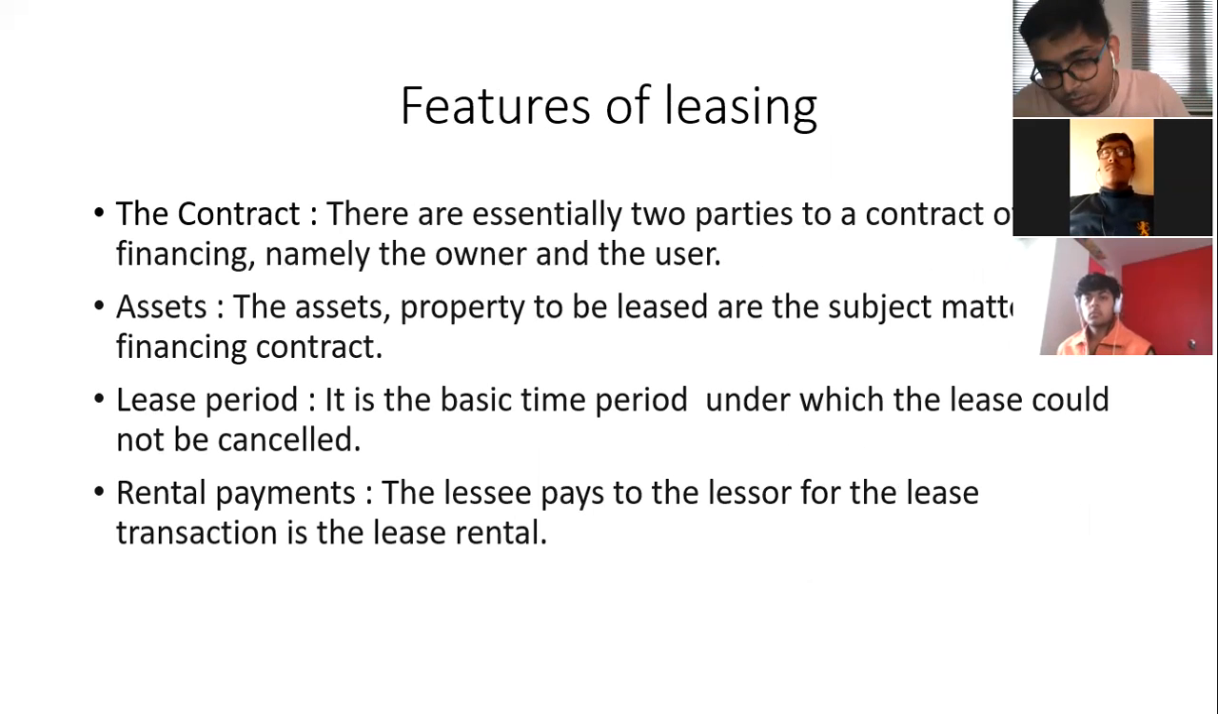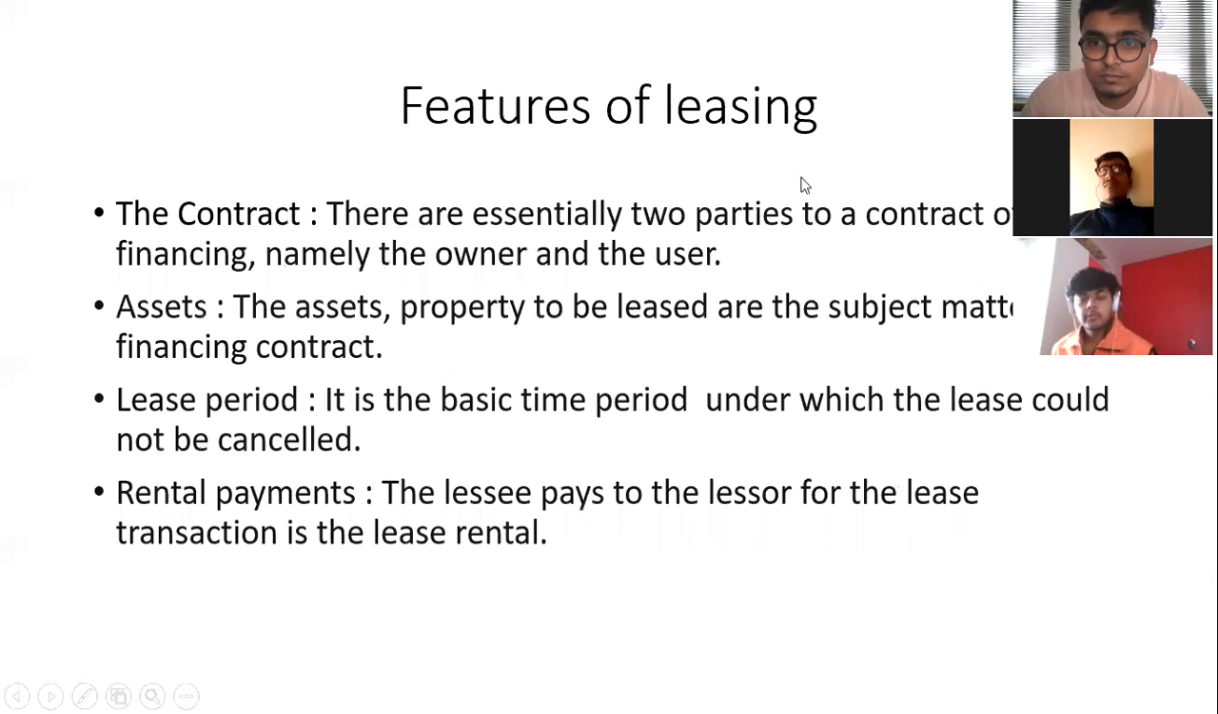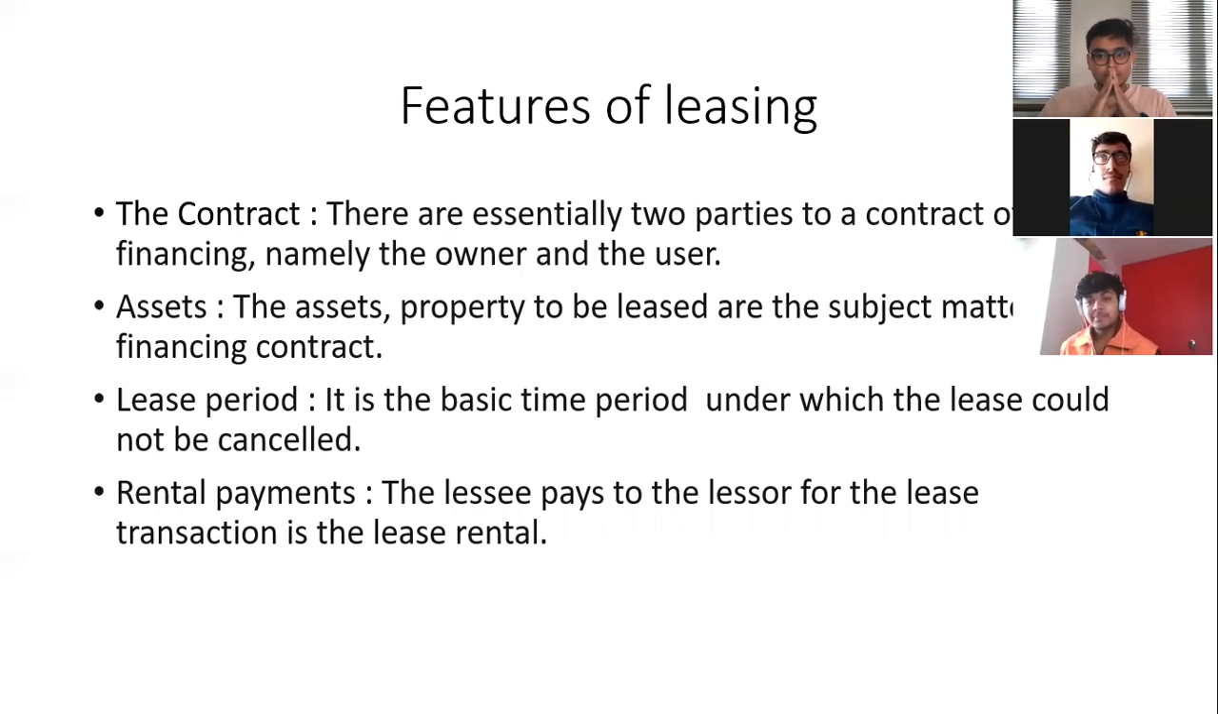Now Animesh will go forward with the features of leasing. There are various features of leasing. First of them is the contract. In the contract of lease financing, basically two parties are included, that is the owner and the user. The second is assets. The subject matter of the lease financing contract are the assets, that is property to be leased by the lessor. Lease period. The lease cannot be cancelled under a specific time duration, that is basically the lease period. Rental payments. The lease rental is basically the amount the lessee pays to the lessor for the transaction.